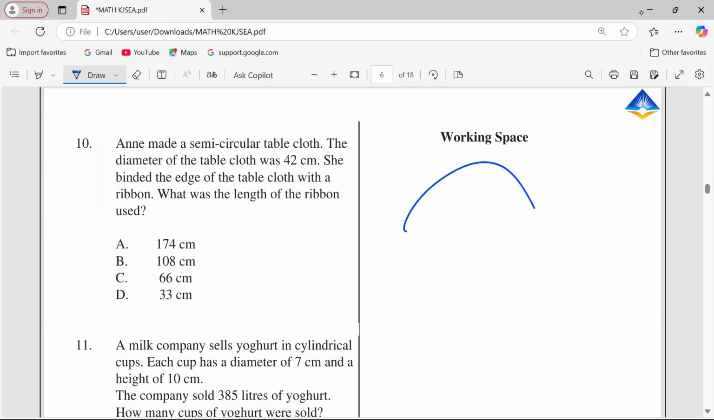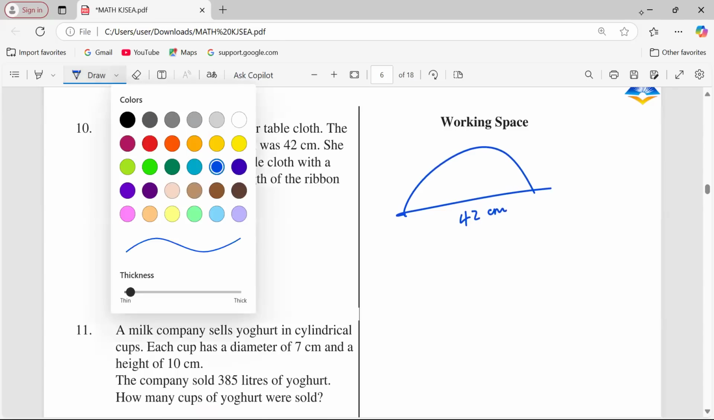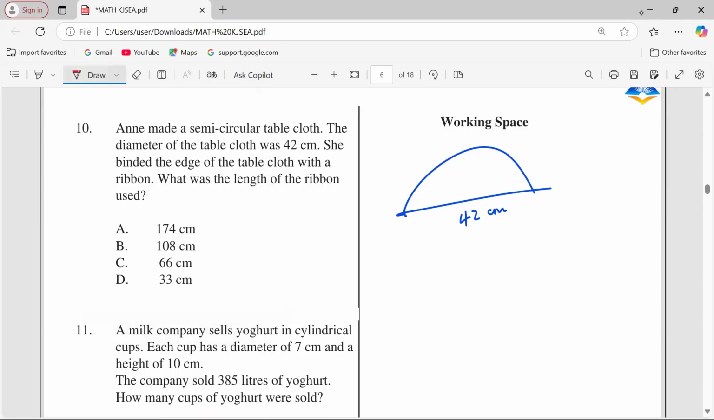Therefore, semicircular means this way. We say this is 42 centimeters. So we just need the perimeter. Just need the perimeter from this point all the way back to the same point. That is what we call perimeter. Therefore, we need the perimeter of a semicircle, which is half pi r, radius is 21, half 2 pi r, or half pi d.